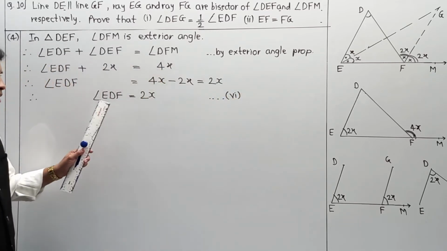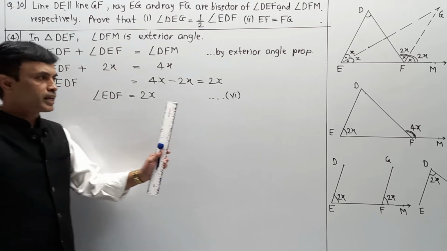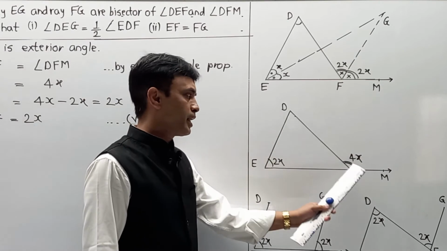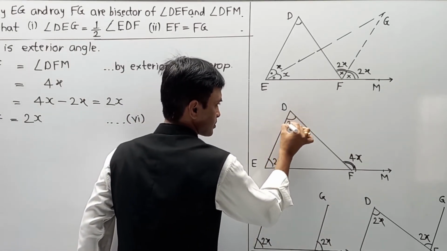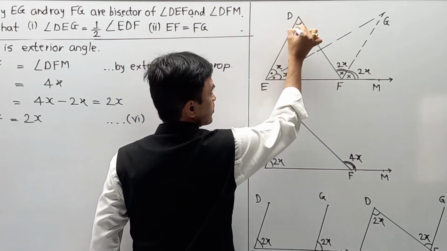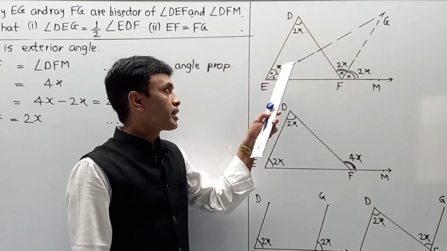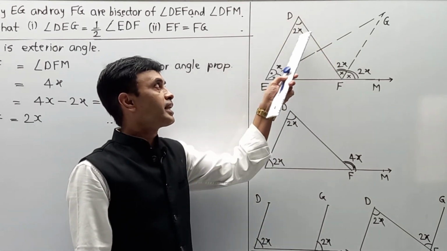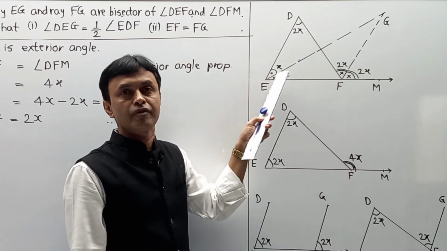Now remember, we are able to get the value of EDF, that is 2x. Now I am going to add it over here. Angle EDF now becomes 2x. Now angle D is 2x, means from this diagram, this is 2x. Now we have one part. This angle is x and this angle is 2x. It is double of this, or it is half of this.